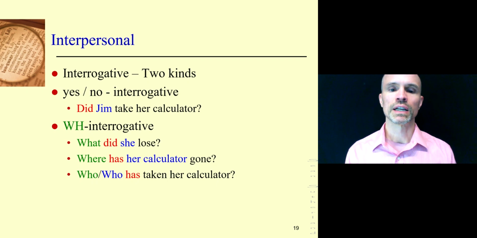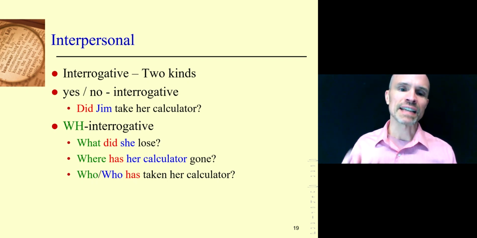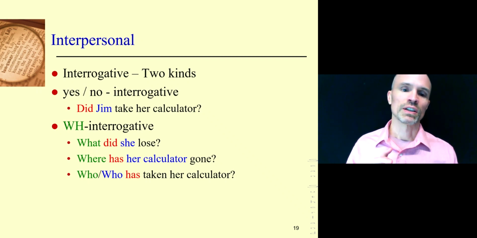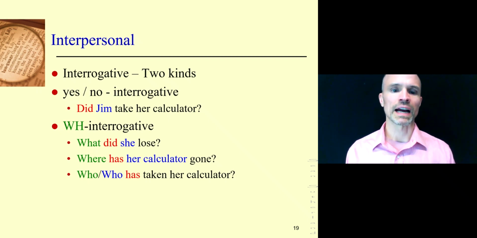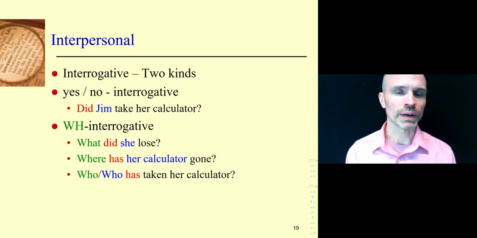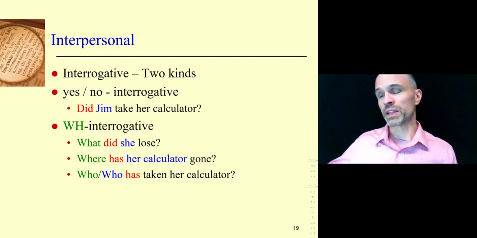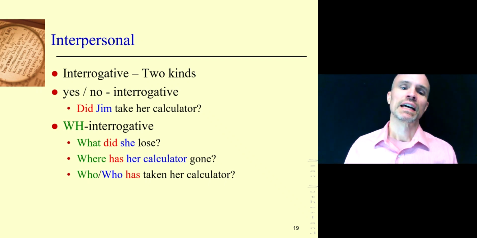You'd change it to she did lose her calculator, right? The what there is asking you for information that would be replaced by the object of the verb lose, right? She did lose her calculator. Similarly, for where has her calculator gone, turn that into a declarative. You'd put her calculator has gone in the bin, something like that, right? So her calculator is the subject here.